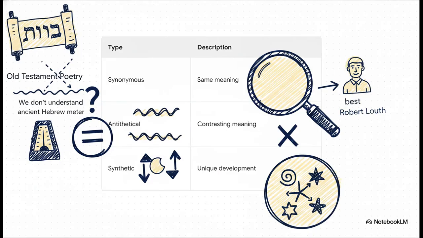While English poetry relies heavily on rhyme, Hebrew poetry relies on meter and rhythm. But here is the catch, and it's a big one. Modern biblical scholarship doesn't actually understand ancient Hebrew meter. We literally don't know how it worked.